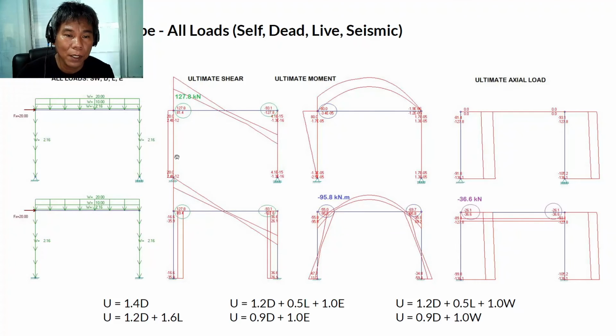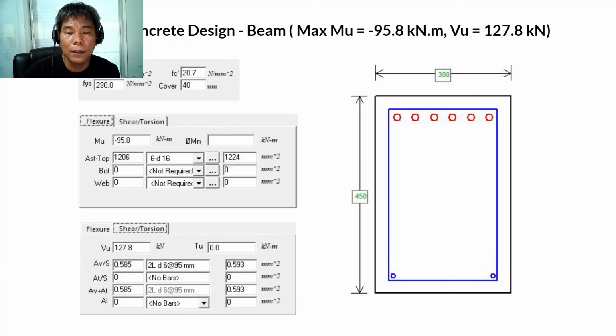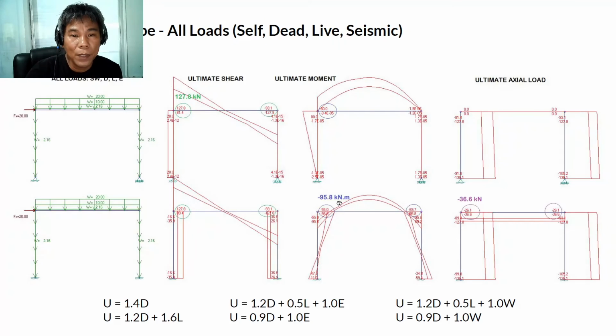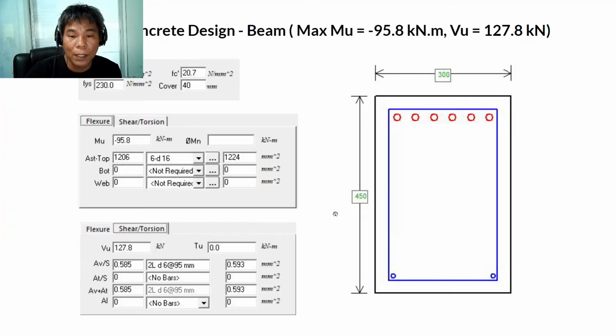For the ultimate shear, the maximum is 127.8. They are the same actually in the beams. The only difference is the moment or the axial force. So we will be using this maximum data to design the beam. If we design the beam, the upper one, the shear is 127.8 kilonewtons. And the moment is 95.8.